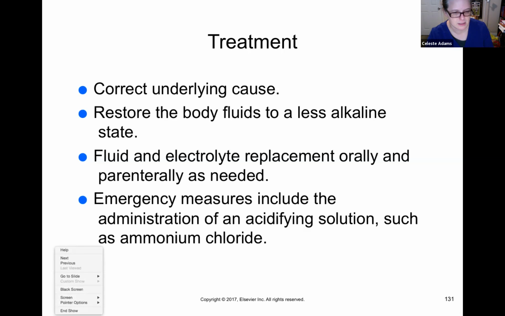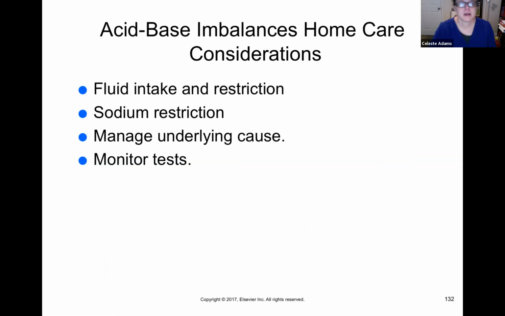Let's see next. All right, so acid-base imbalances, home care considerations. This is when you may be the home health nurse. You may have a patient that had a history of this, a history of either respiratory acidosis, respiratory alkalosis, metabolic acidosis, or metabolic alkalosis.